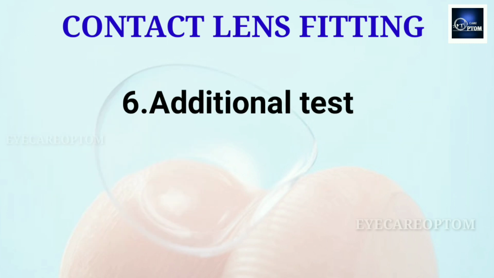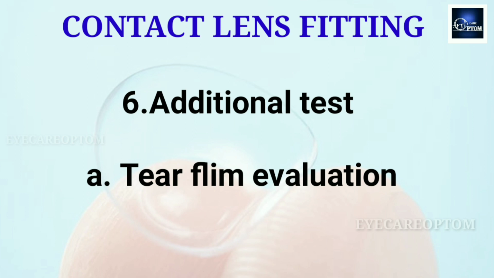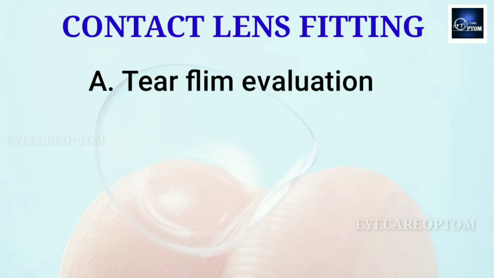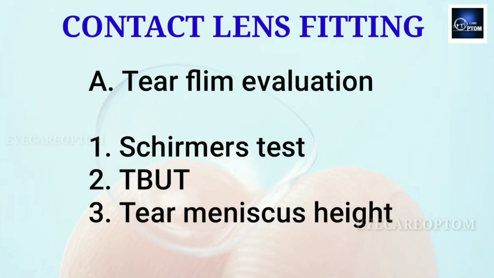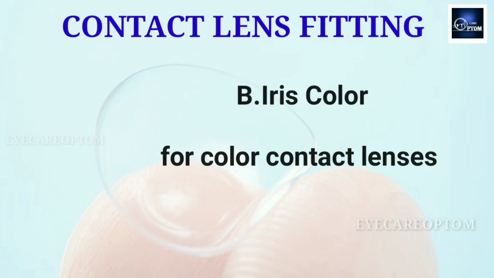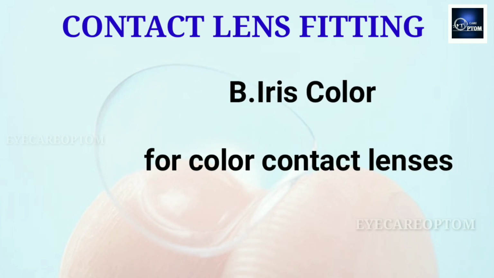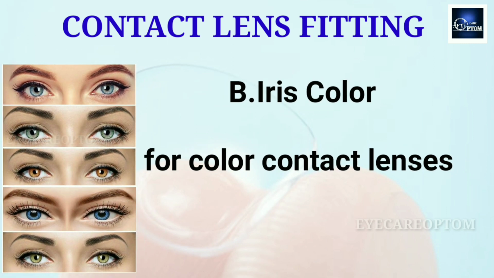Sixth one, we have some additional tests like tear film evaluation. We can check with the Schirmer's test, tear break-up time with invasive or non-invasive technique, tear meniscus height, and one more, iris color. This will help us for color contact lenses.